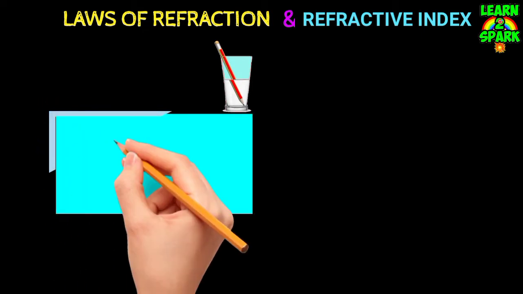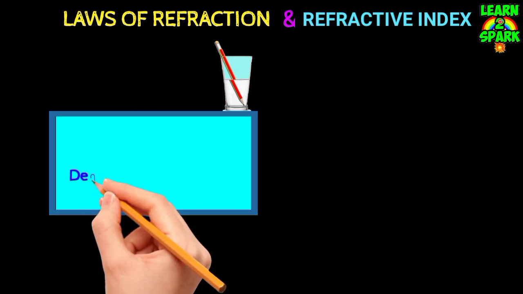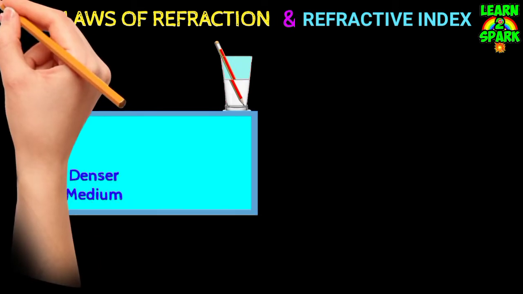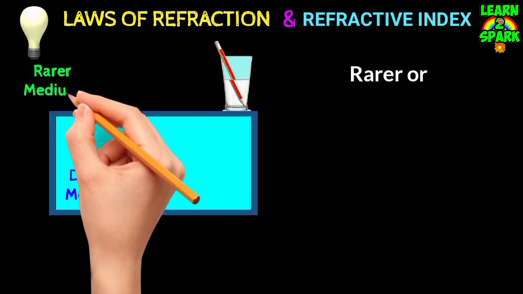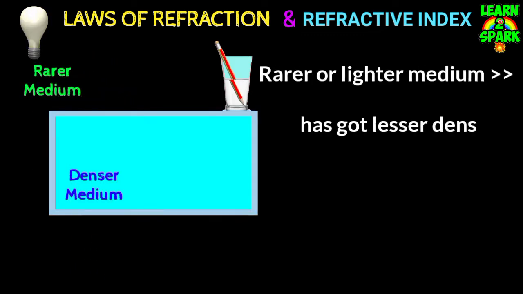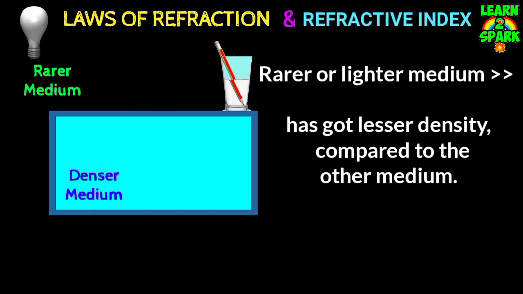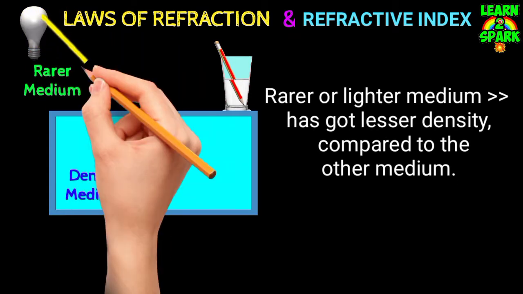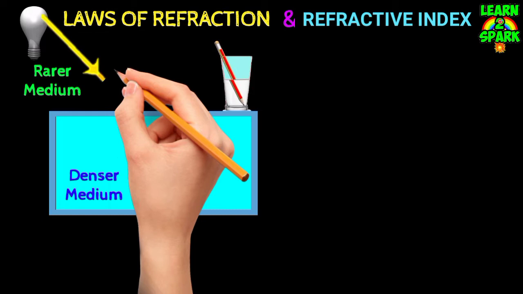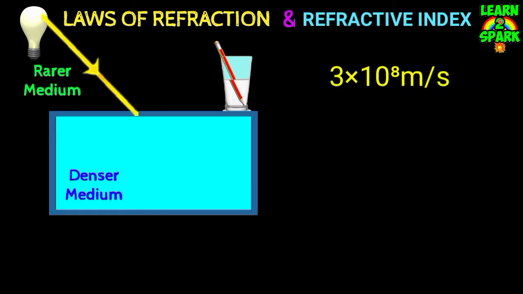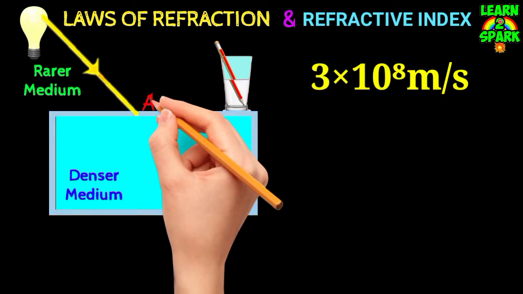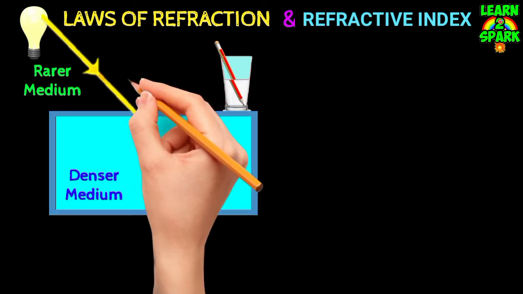Suppose it is a glass slab, which is a denser medium, and a bulb is there in the air, which is the rarer medium. Rarer is lighter medium, meaning it has lesser density compared to the other medium. Now suppose a ray of light is coming from the bulb at a speed of 3 into 10 to the power 8 meters per second, hitting at a point A.